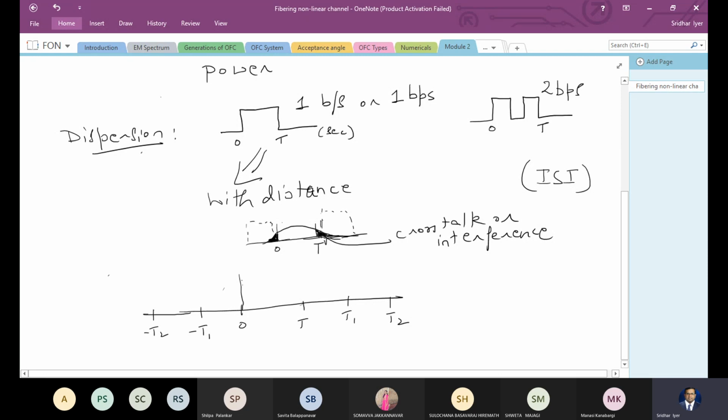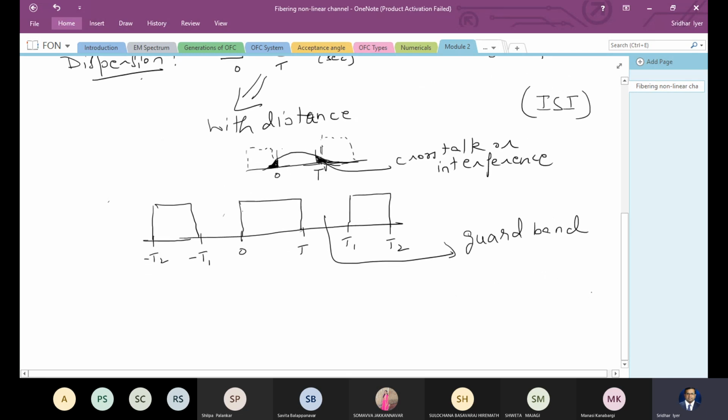So the original bit is 0 to T. The next bit is T1 to T2. The previous bit was minus T1 to minus T2. So you can see that there is a gap between the bits, and this in general is known as guard band.